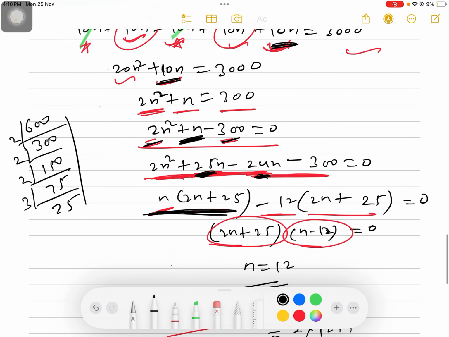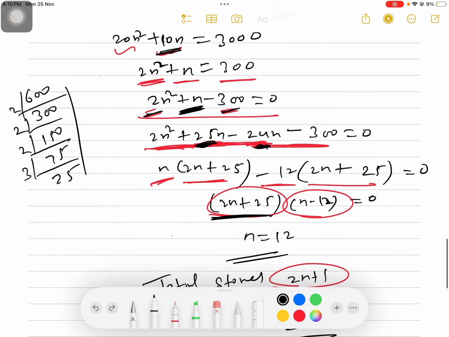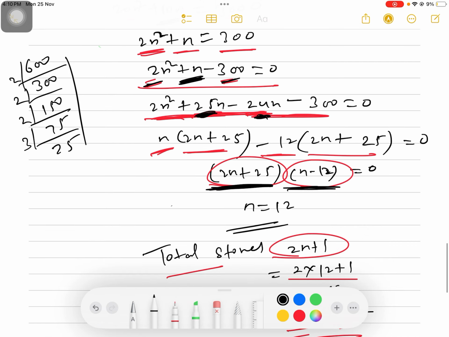From the first two terms, what is common? Only n. So 2n plus 25 will be in the bracket. From the last two terms, minus 12 is common, so 2n plus 25 in the bracket. So 2n plus 25 is the first factor, n minus 12 is the second factor. From the first factor you will get n negative, that is not required. From the second factor, n minus 12 equals 0, this only will give n positive, which is 12 only.